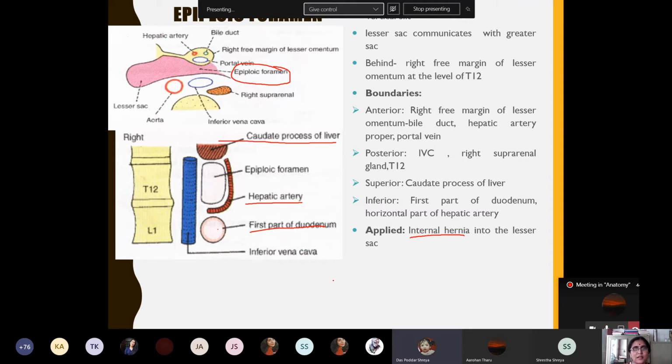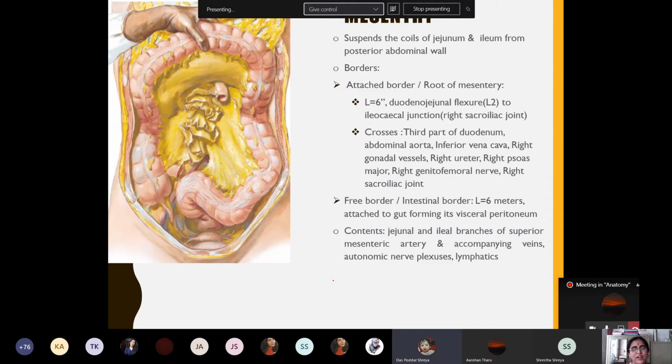Okay. Then another very important topic from the spotter point of view and SAQ also is the mesentery. This is the mesentery. Mesentery is the peritoneal fold which suspends the small intestine from the posterior wall of the abdomen. It consists of two borders.